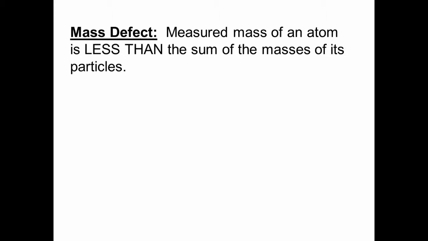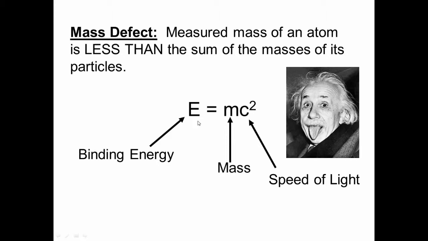So Einstein is famous, of course, for this equation. The E, like we were saying, is the binding energy. Mass can actually be converted into energy.